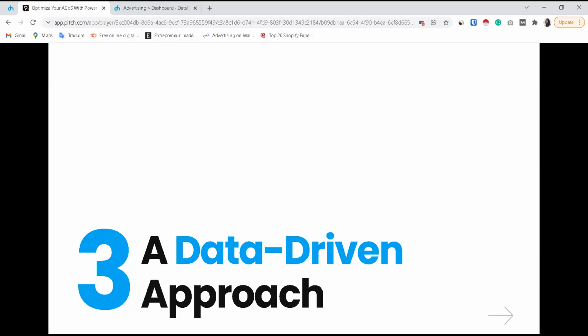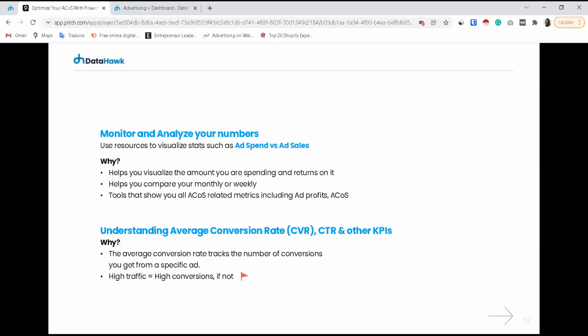Which is a data-driven approach, right? So we're talking about what do you do? We have mentioned what ACoS is. We are telling you what metrics, the numerical metrics, make a difference, but what exactly do you do with this information? Well, the first thing, and I think this applies to most things, is that you monitor and analyze your numbers, right?